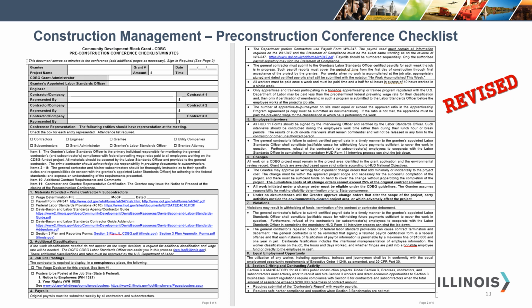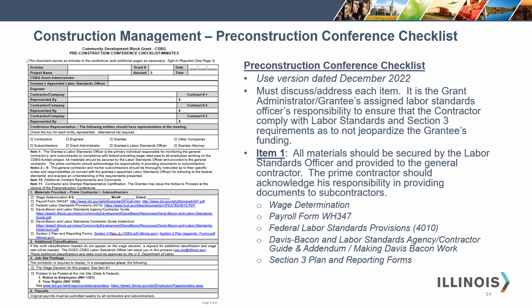Okay, with having the contractor profile form, we were able to revise the pre-construction conference checklist so that it is no longer 6 or 7 pages. It is now 4 pages. Hopefully you had an opportunity to download this form, and we'll go into further detail. You must use the version dated December 2022 for projects that were awarded after December 2022. You must discuss and address each item.